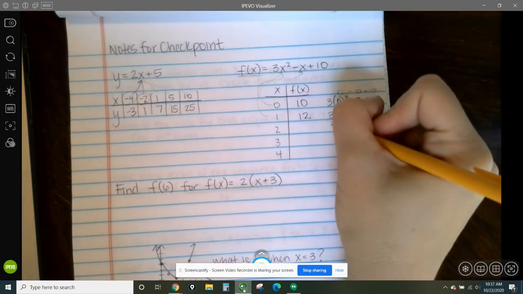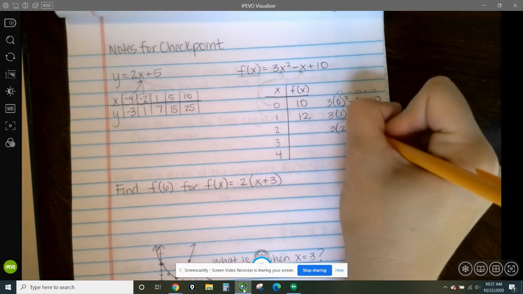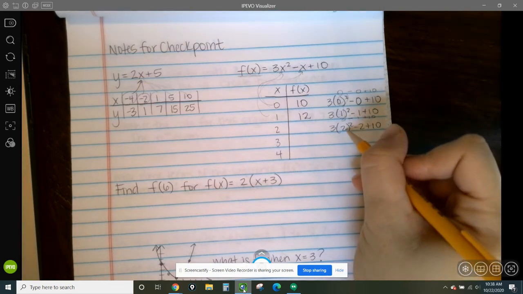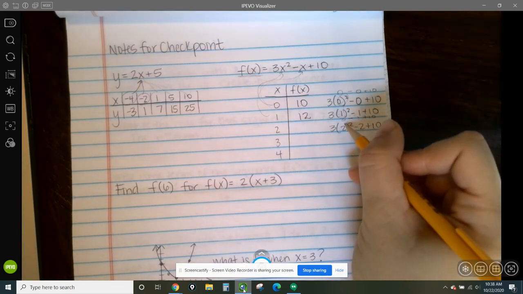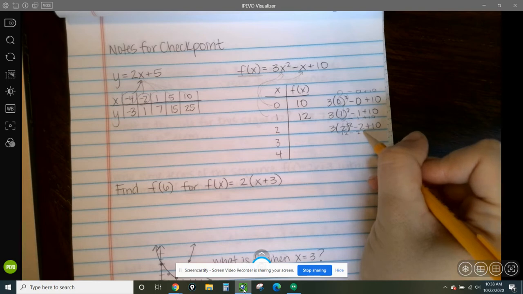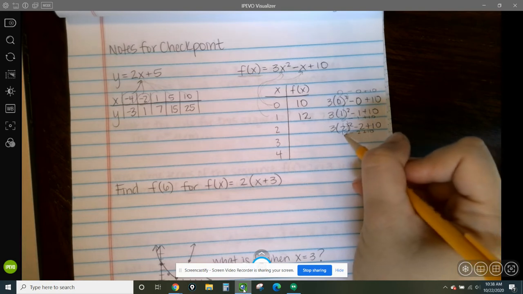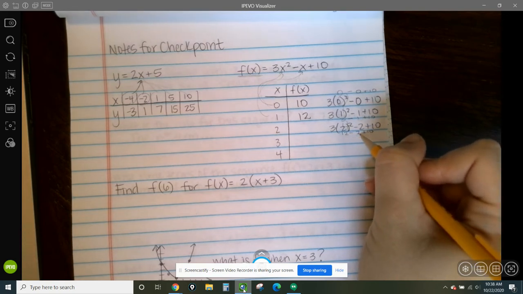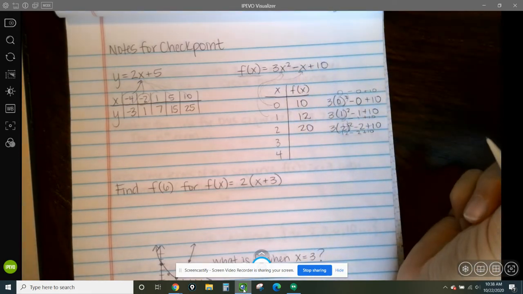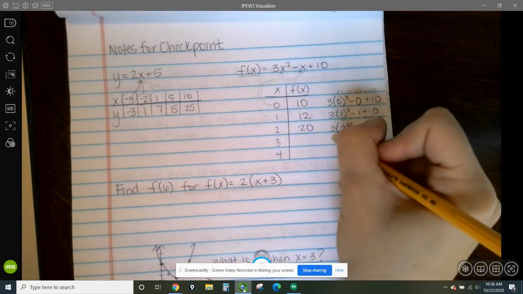So plugging in 2, I have 3 times 2 squared minus 2 plus 10. So I'm going to do exponents first. 2 times 2, 2 squared is 4. 3 times 4 is 12. So I'm looking at 12 minus 2 plus 10. So 12 minus 2 is 10, plus 10 is 20. Plugging in 3 to both places.